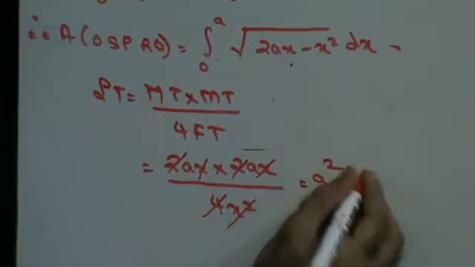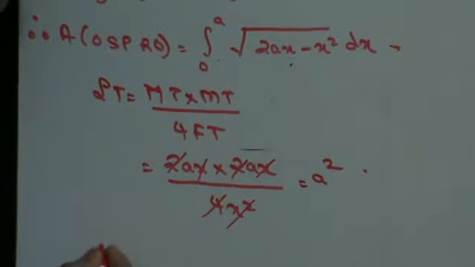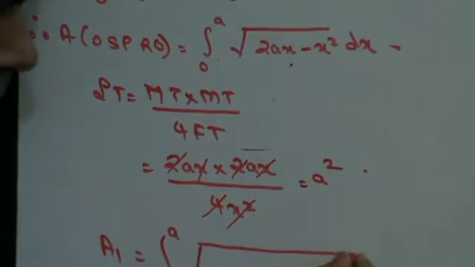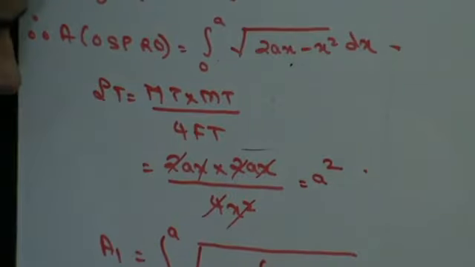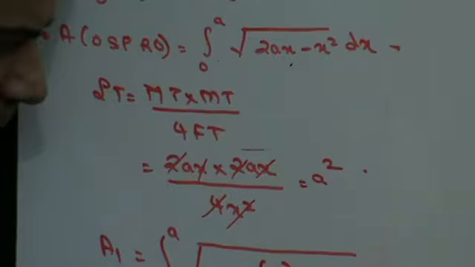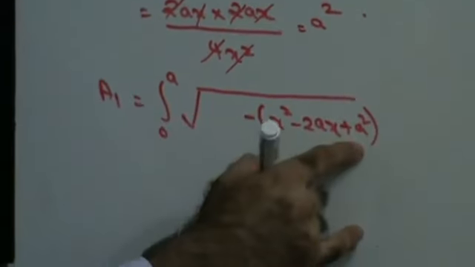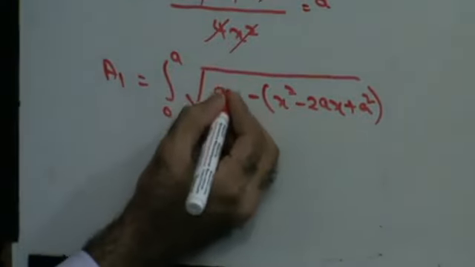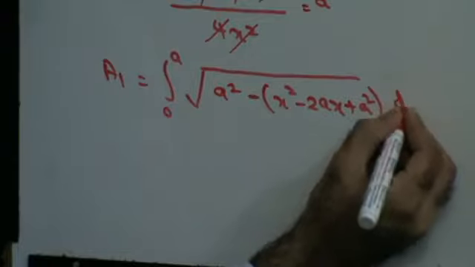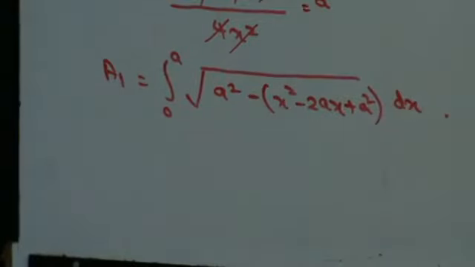This is going to be a square. Let's call this area A1. So A1 is the integral of 0 to a of the square root of, now observe this carefully guys, I'll take the minus sign common, so this will become x square minus 2ax, right? Add a square, that means in reality I'm subtracting a square because plus into minus is minus. Subtract a square, add a square with respect to x, right?